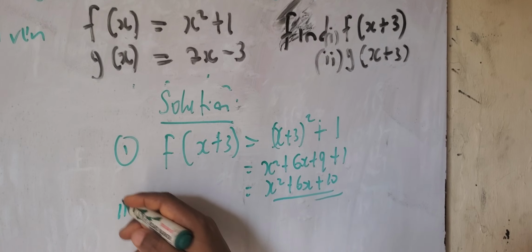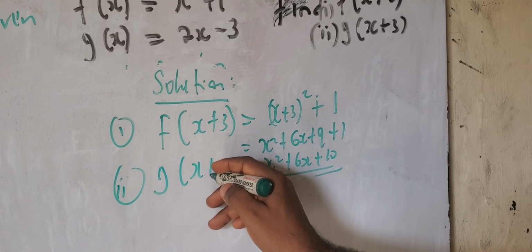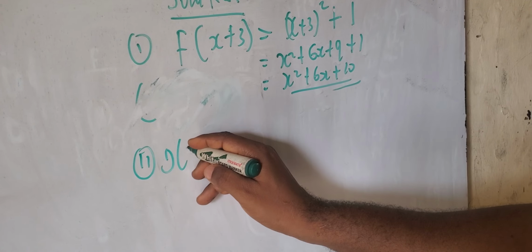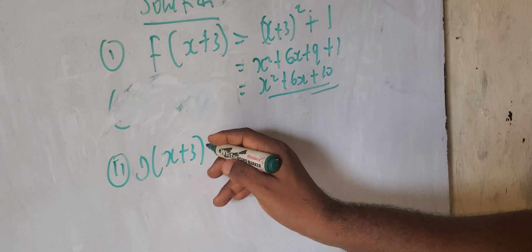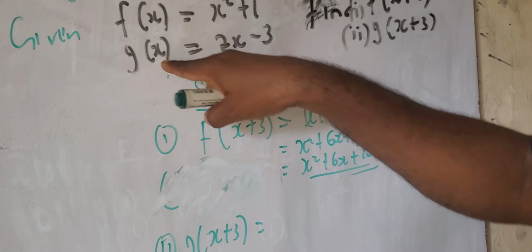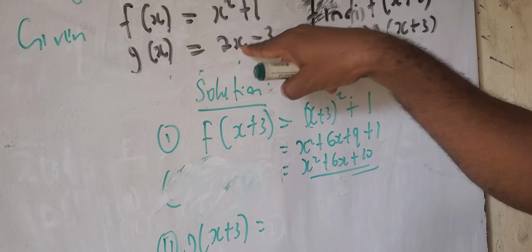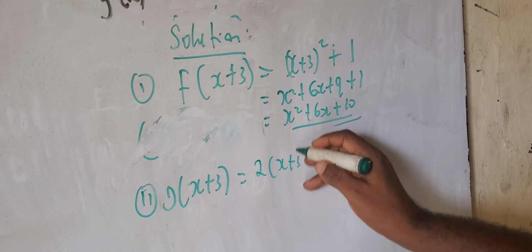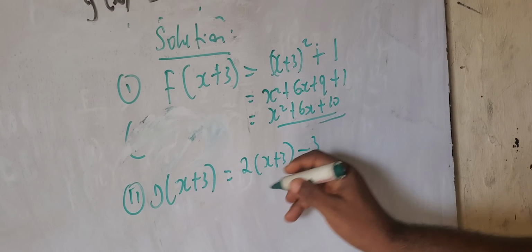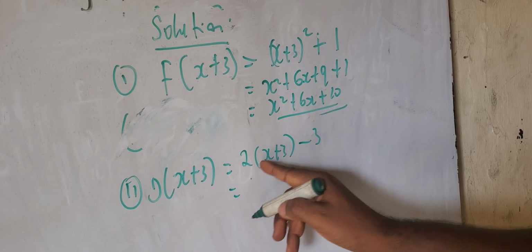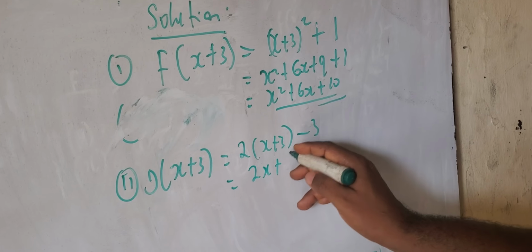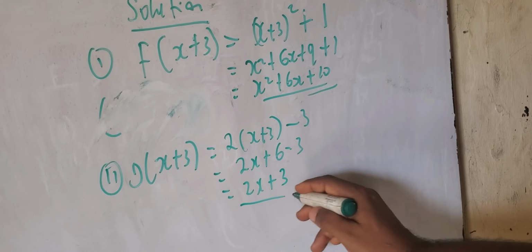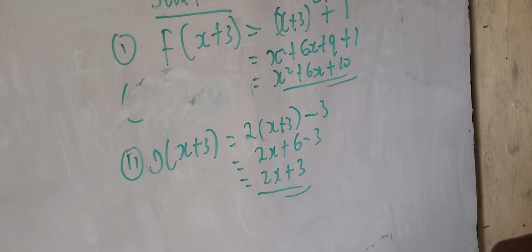And if the question says we should find g of x plus 3, number 2, g of x plus 3. According to the definition of the function g, anything that is here, we should multiply it by 2, then subtract 3. What is here now is x plus 3, so we multiply it by 2, then we subtract 3. So this gives us 2 times x plus 3, we open the bracket, 2x plus 6 minus 3. 2x plus 6 minus 3 will give us 2x plus 3. That is the meaning of g of x plus 3.